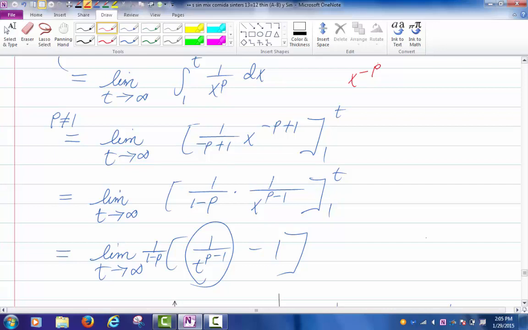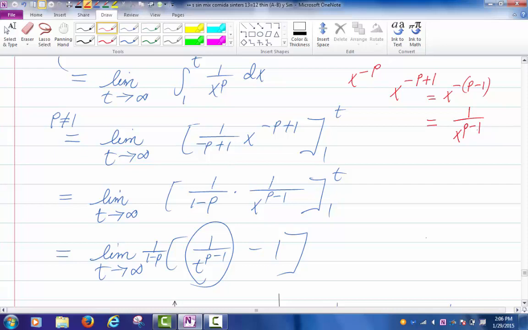Once I have that, notice that 1 over negative p plus 1 is the same as 1 over 1 minus p, right? And what is x to the negative p plus 1? Is that the same as x to the negative (p minus 1), and is that the same as 1 over x to the p minus 1? You agree with that? So x to the negative p plus 1 is the same as 1 over x to the p minus 1, and 1 over negative p plus 1 is the same as 1 over 1 minus p.